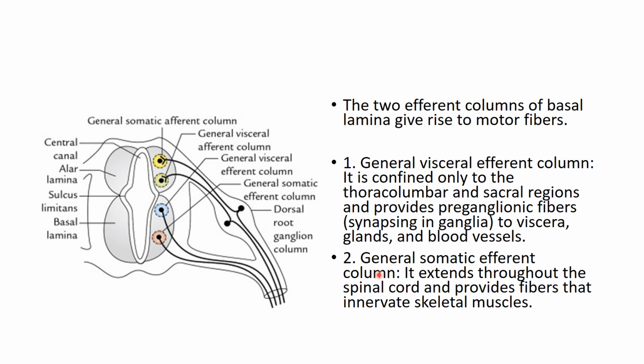Coming to the second column, called the general somatic efferent column. You can see here in chocolate color, it is the general somatic efferent column. It extends throughout the spinal cord and provides fibers to the skeletal muscles. Okay, somatic motor nerve fibers. These are the cell bodies of which are in the general somatic efferent column. So the ventral root carries the motor fibers, maybe the autonomic motor fibers or the somatic motor fibers.